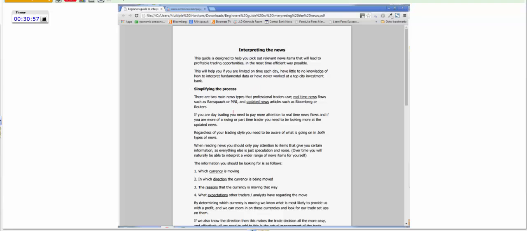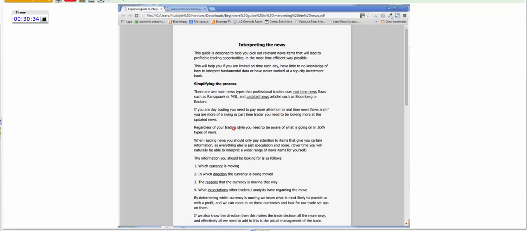Now, if you're day trading, you need to pay attention to the real-time flows, the Randsquawk, the MNI. If you're a swing or part-time trader, you need to be looking at the updated news, such as Bloomberg. This will give you a feel for the markets, and we're going to go through the steps of this process in a moment. As I said at the beginning, regardless of what your style is, if you're a swing trader or a short-term trader, you want to be aware of what's going on in both types of news.